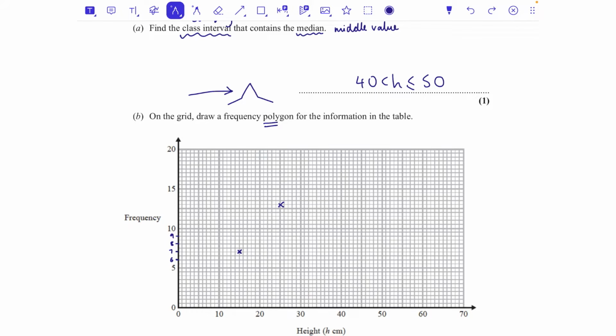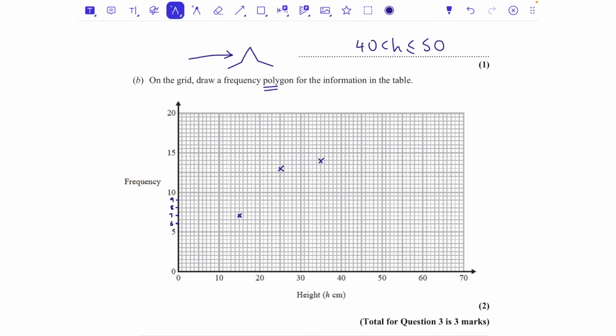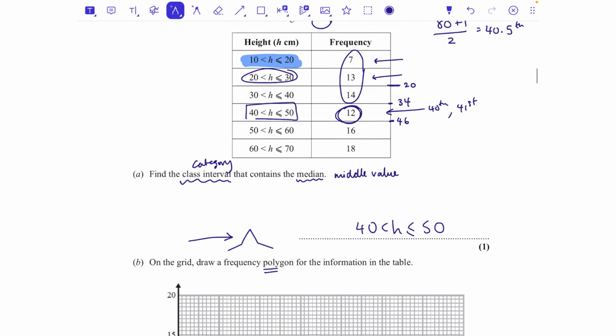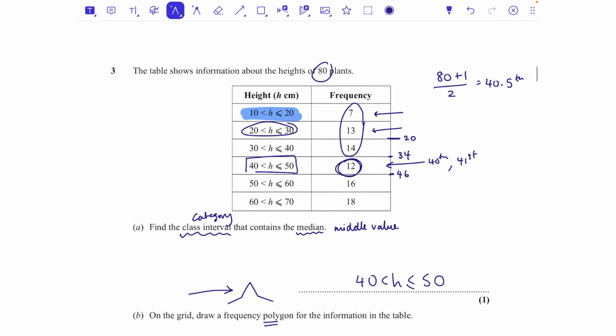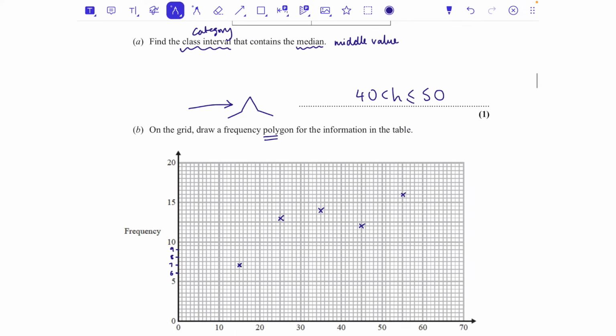No, I'm 1 square out. There you go, like that. 45 going up to 12 is there. And then I've got 55 going up to 16. Not the nicest squares, these, are they? 55 up to 16 and 65 up to 18.